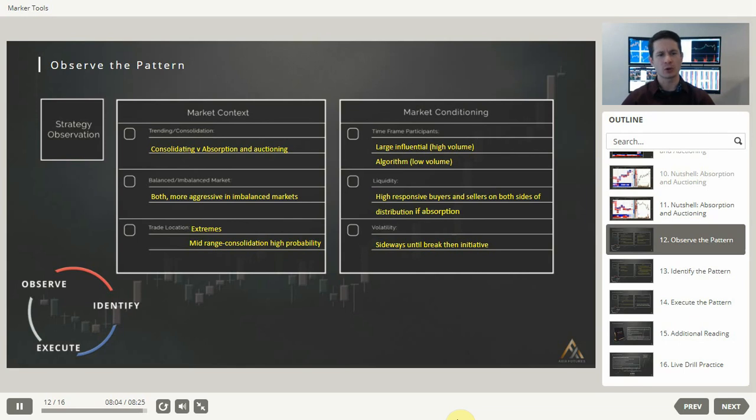Okay, so that's how you would look at observing the pattern. You would go through each one of the market context as well as market conditioning, look at the market, draw the facts from the market, and apply yourself accordingly. Okay, good luck. Let's move on to the next section then of the template.